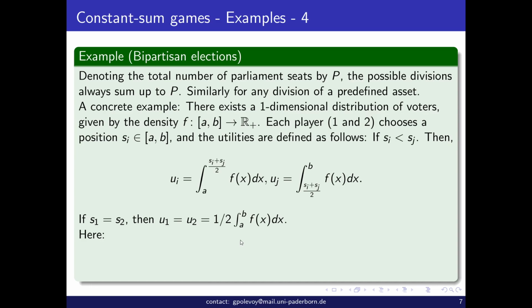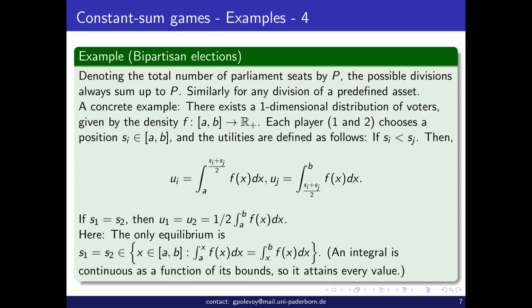So what do you think? Is there a Nash equilibrium here? It's clear that it's a zero-sum game because the sum is always the total integral between A and B. But is there an equilibrium here? Yes. And the only equilibrium is when both players position themselves at exactly the same place, such that the integral from the left border to that place is equal to the integral from that place to the right border. Now there is such a place because an integral as a function of its border is continuous, so it gets any value. There is such a place.